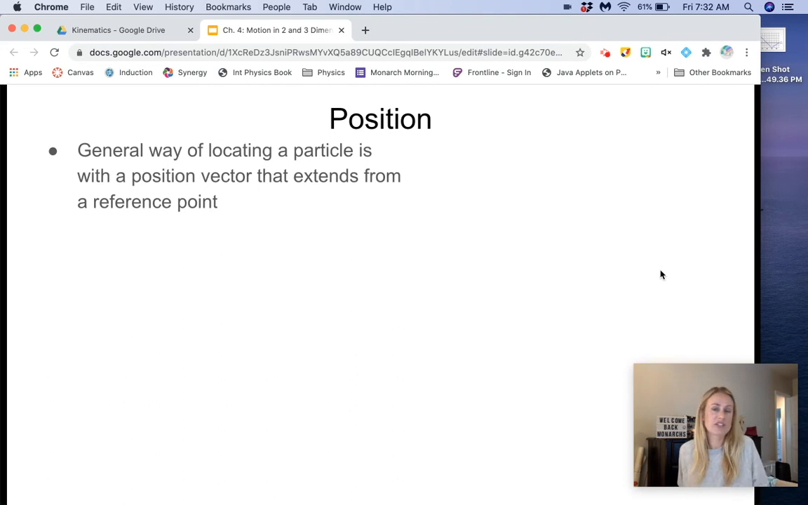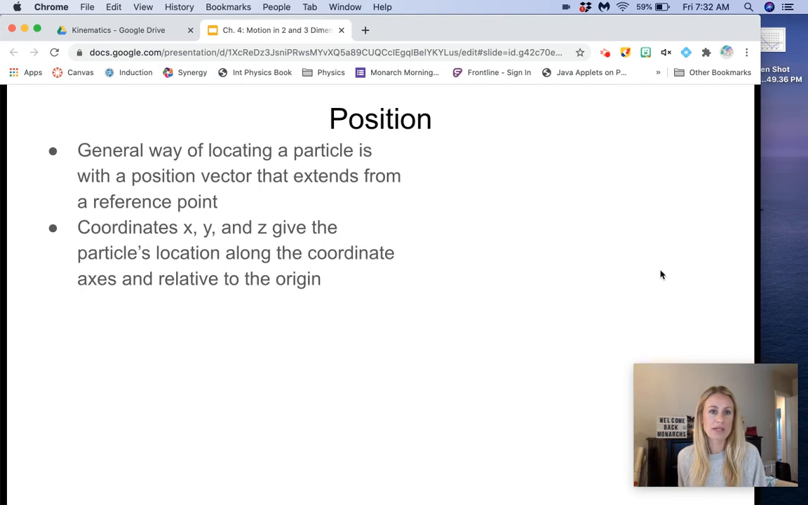So position is just a general way of locating a particle. That's a position vector that extends from a reference point. So the thing to remember also is that position is a vector, and it's going to extend from the reference point, which is usually just 0. All right. So the coordinates x, y, and z give the particle's location along the coordinate axes and relative to the origin. Again, that's our reference point, the origin, where x, y, z equals 0.